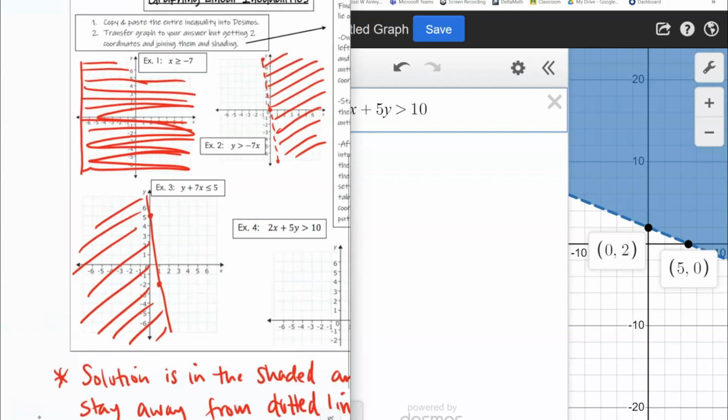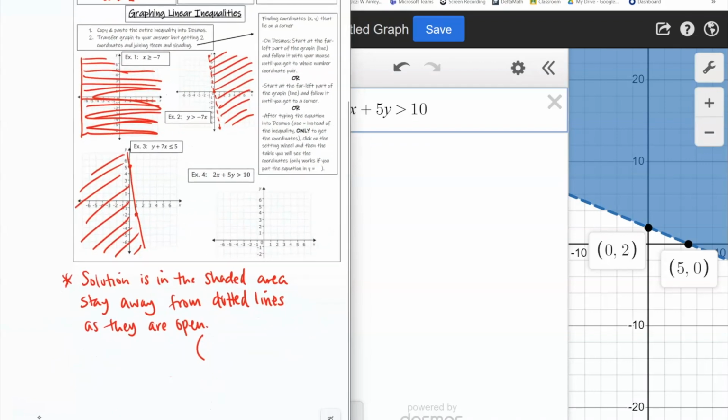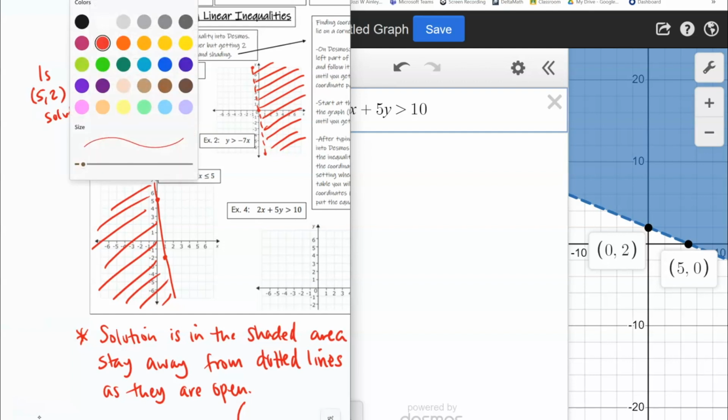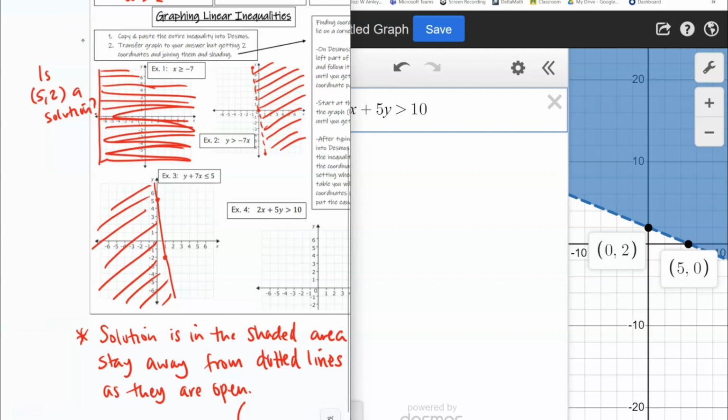All right, so we're going to write down some solutions for example 1, and you're just going to write it on the side. So your question is, and then we're just going to give it a coordinate. Let's say 5, 2. Is 5, 2 a solution? So you're going to go to where 5, 2 is. 5 for x and then y. The question you're asking yourself is, a solution is in the shaded area. Stay away from dotted lines as they are open. So is this in a shaded area? Yes, it is. So you're going to say yes.